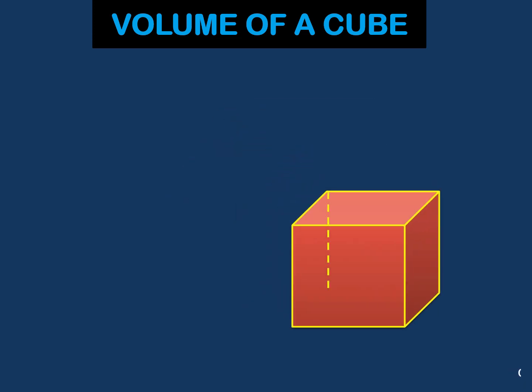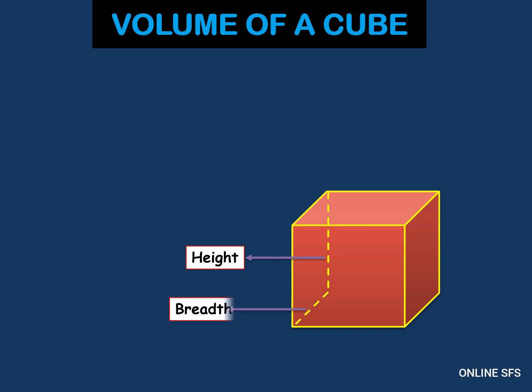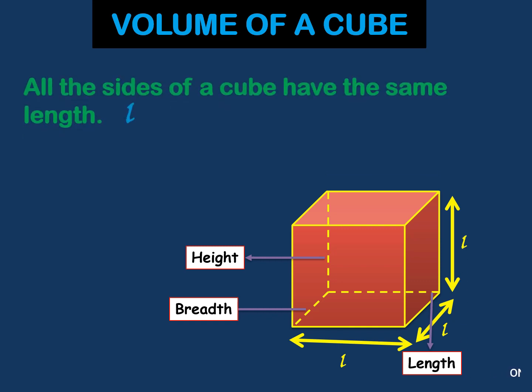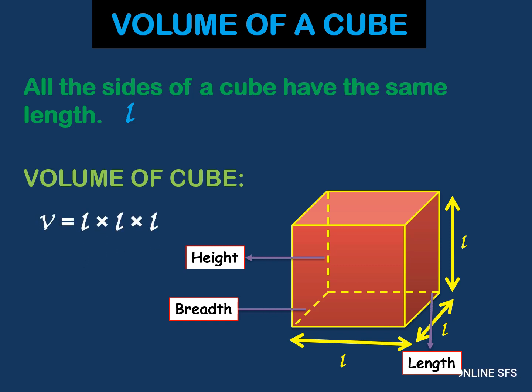Now let's see how we can calculate the volume of a cube. You can see the height, the breadth, and the length labeled in this cube. We will label each dimension as L because all the sides or dimensions of a cube have the same length. Now for calculating the volume of the cube, we are going to multiply all the three dimensions, that is, V is equal to L multiplied by L multiplied by L. Or we can also say that V is equal to L cube.